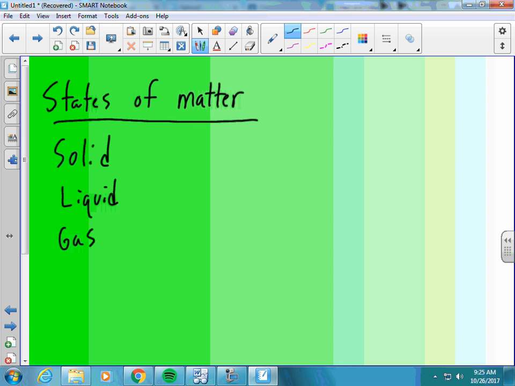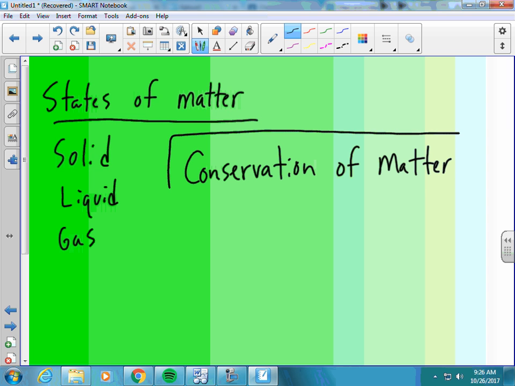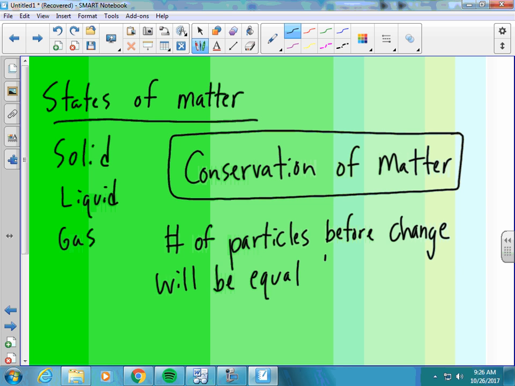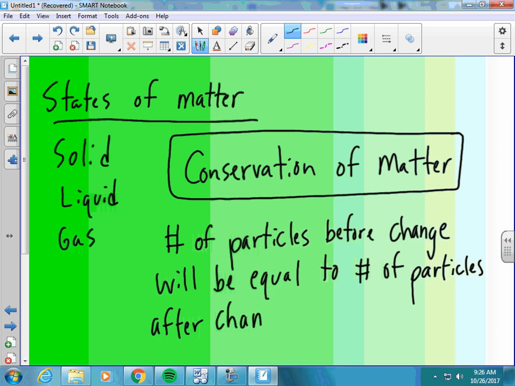We might be talking about conservation of matter. Actually, we will, because that was the biggie from that week. You need to know what this means. Conservation of matter means that when we go through physical changes or chemical changes, the number of particles before the change will be equal to the number of particles after the change. Really what it says is that matter cannot be created nor destroyed.